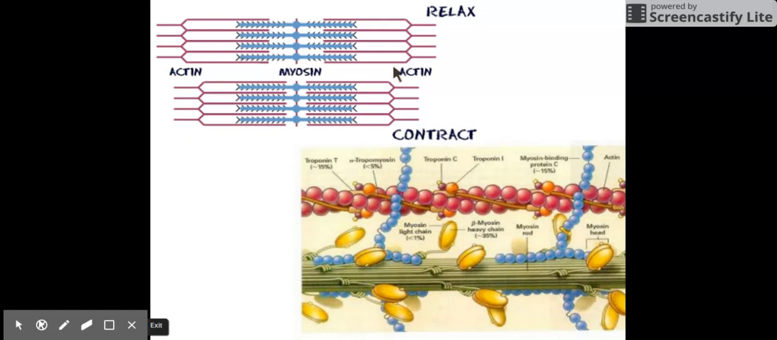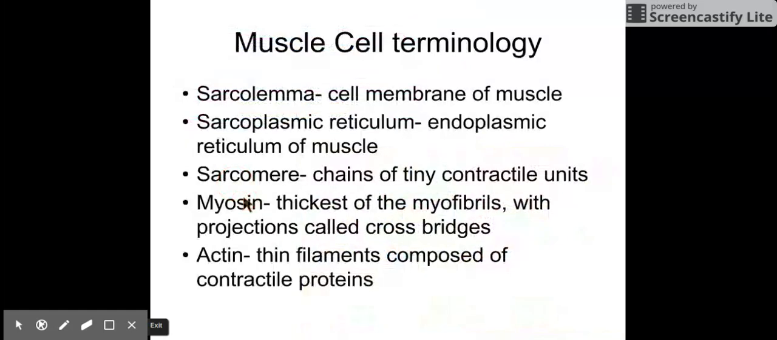So I'll move on past this and we will start talking about muscle fiber terminology. So we've talked about the sarcolemma a little bit. We talked about how that is the cell membrane of a muscle. Now I want you to be sure to know about the sarcoplasmic reticulum. And that is basically the endoplasmic reticulum for a muscle.